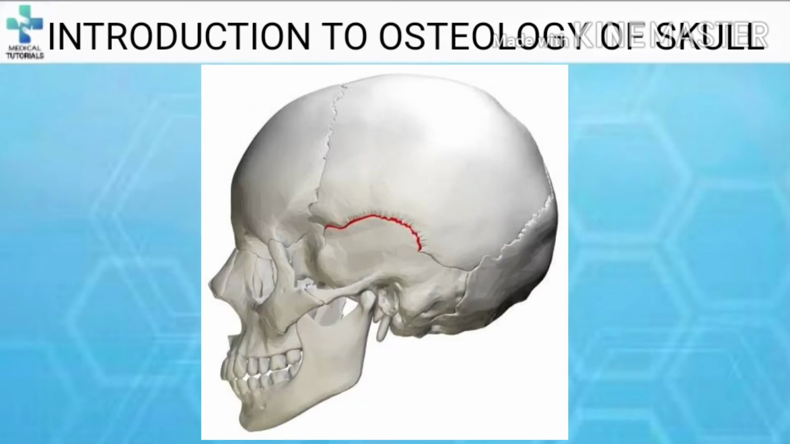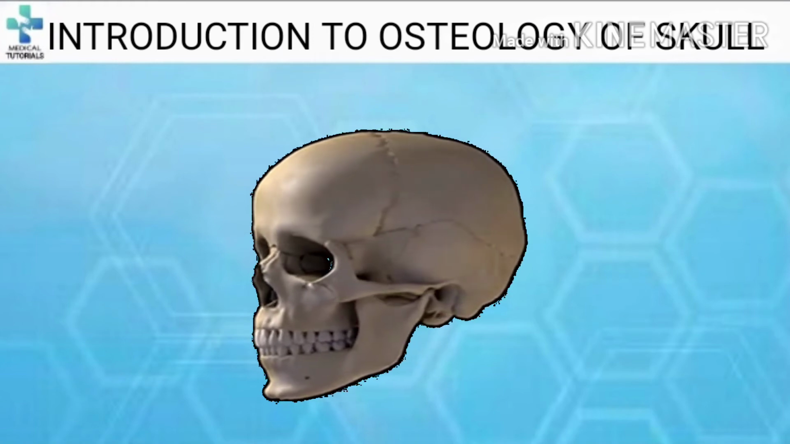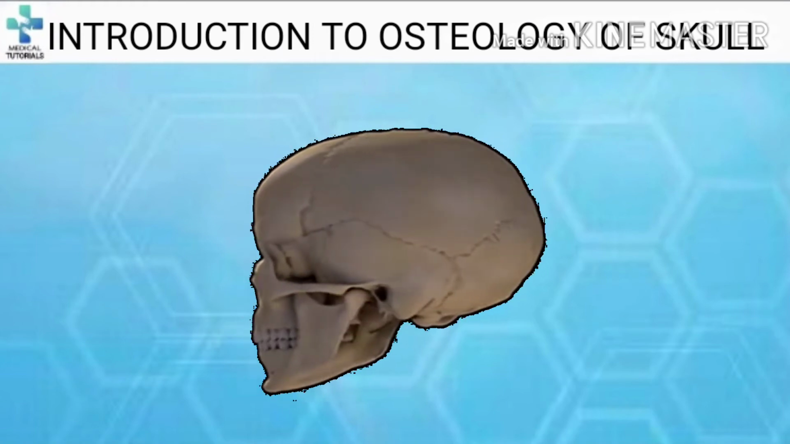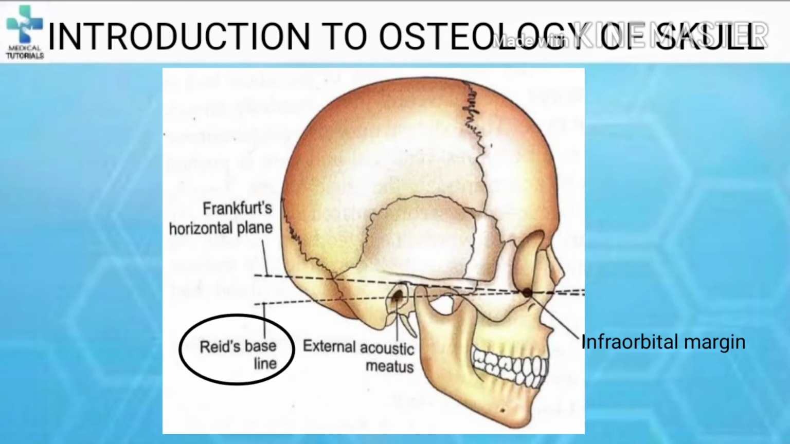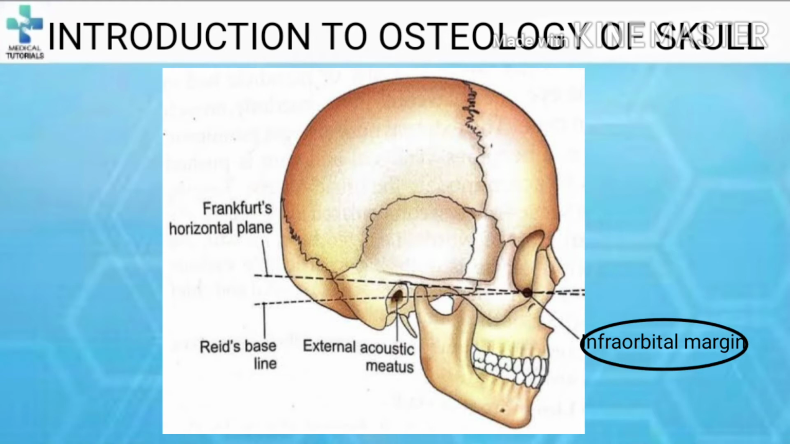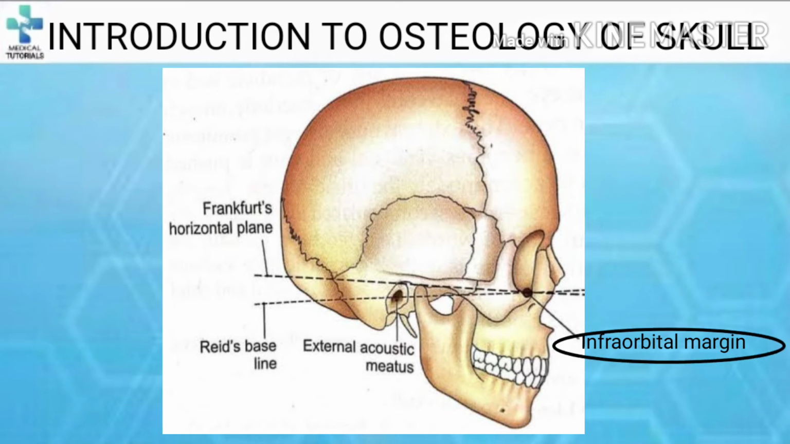in the parietotemporal suture. Then talking about the anatomical position of the skull, the skull can be placed in proper orientation by considering any one of two planes: Reid's baseline, a horizontal line obtained by joining the infraorbital margin to the center of the external acoustic meatus, that is the auricular point, or the Frankfurt's horizontal plane, which is obtained by joining the infraorbital margin to the upper margin of the external acoustic meatus.